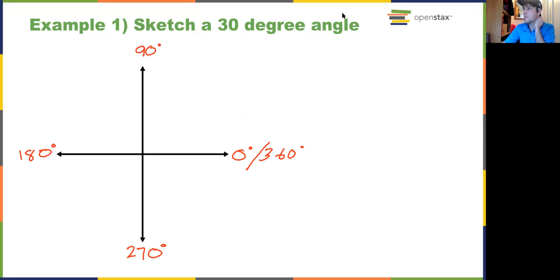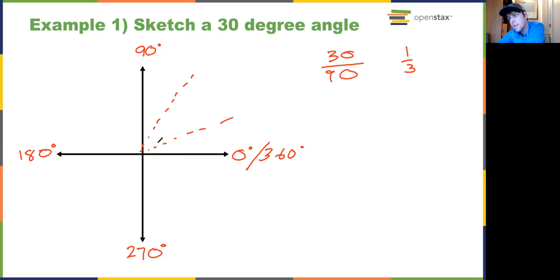A 30-degree angle. 30 degrees is actually a third of the way to 90, right? 30 over 90 is 1/3. So we need to break this up into thirds. If these are 3 even pieces here, a 30-degree angle would be 1/3 of the way. So we would have our initial side and our terminal side there. And we want to show the direction of rotation, 30 degrees. There we go.